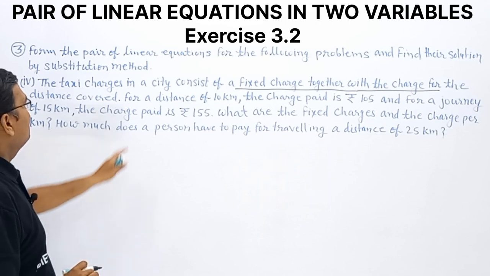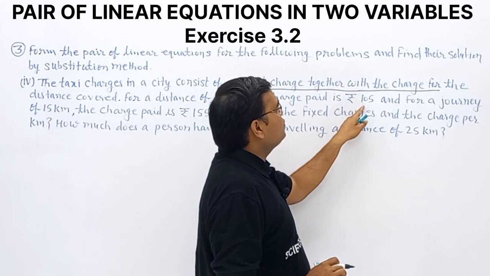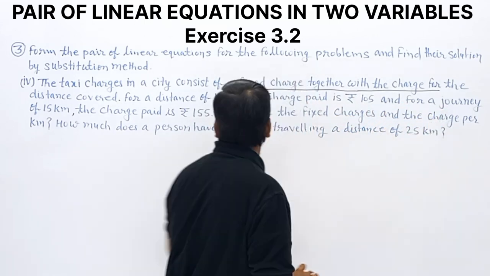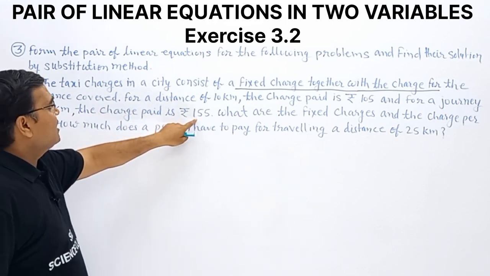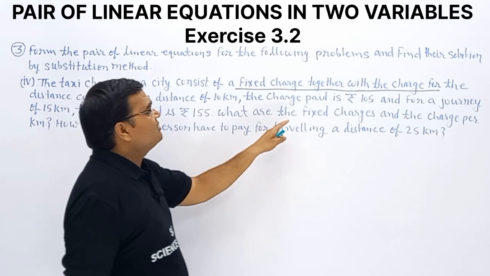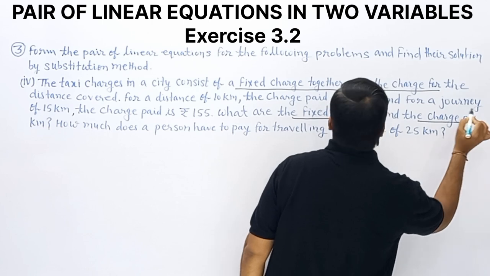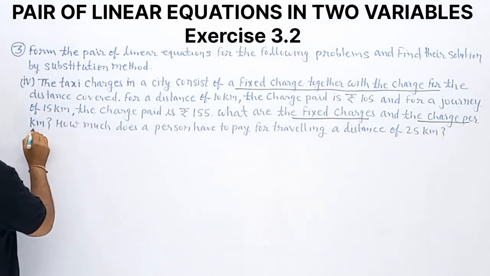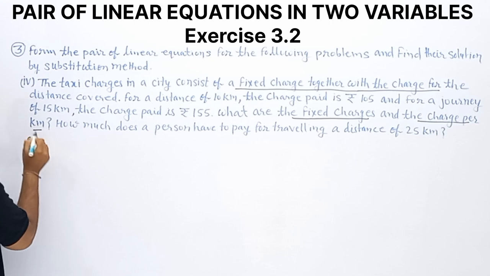For a distance of 10 km, the charge paid is rupees 105, and for a journey of 15 km, the charge paid is rupees 155. What are the fixed charge and the charge per kilometer? So, whatever we want, we will first assume. So, what about its solution?